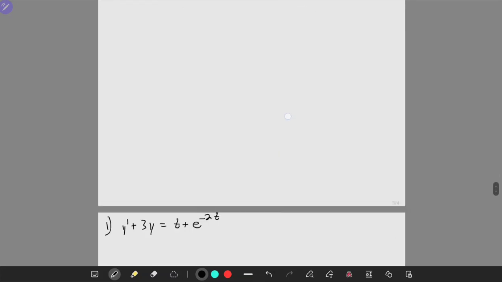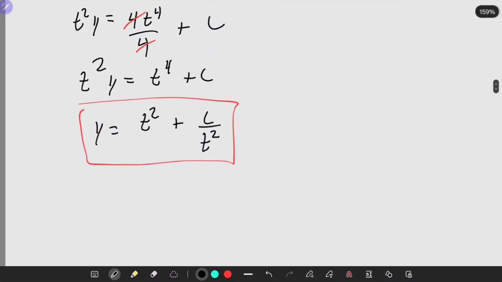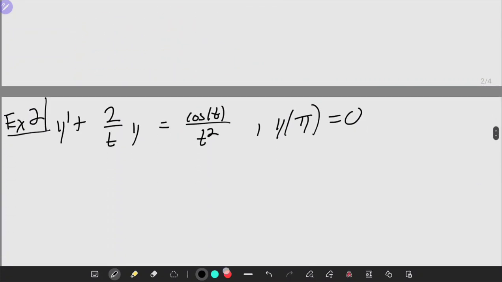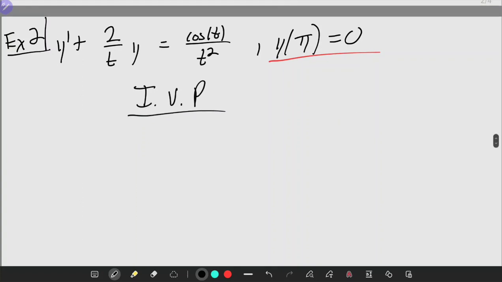If you look at this answer to this question, we're left with a constant on the right side. So basically what an initial condition does, this right here, it allows us to solve for the constant that we will get. It's called an initial value problem, with this being our initial condition.